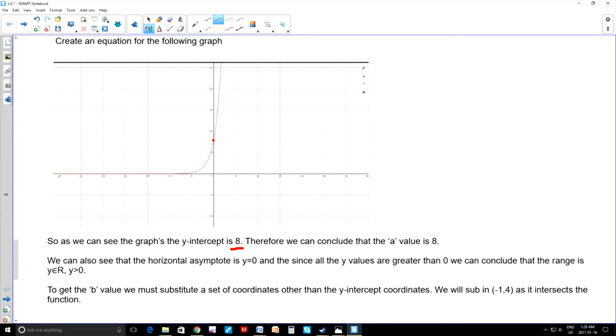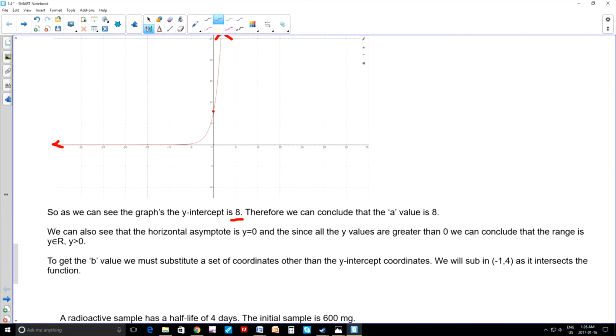For domain, this can be any x value. Remember, this is actually something like this. So this goes on forever. This will go on forever and ever. Therefore, there's an infinite x value. So we can just say it's x in R without restriction.